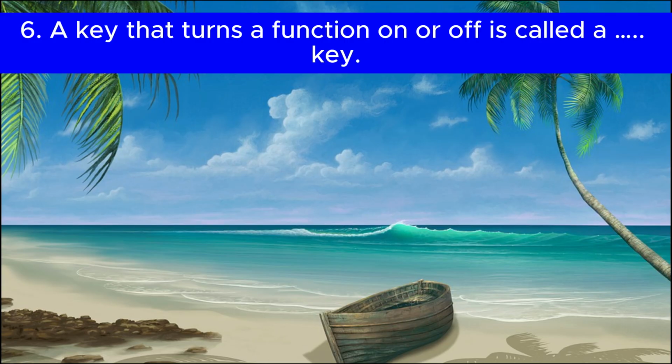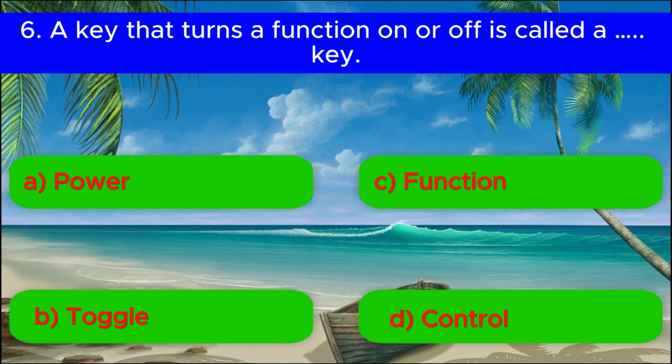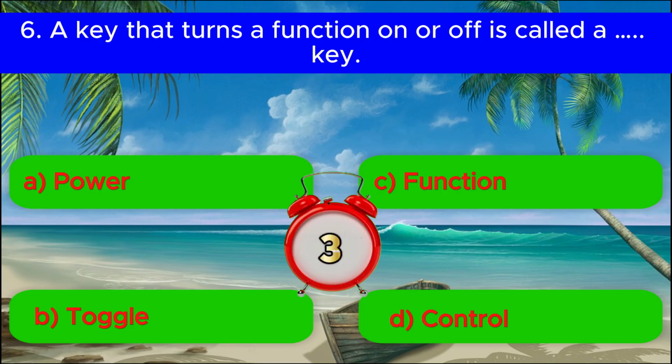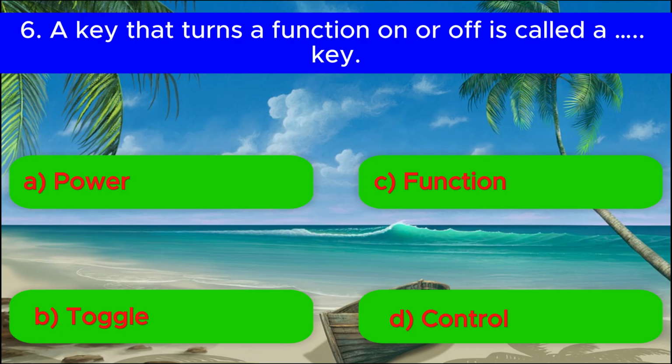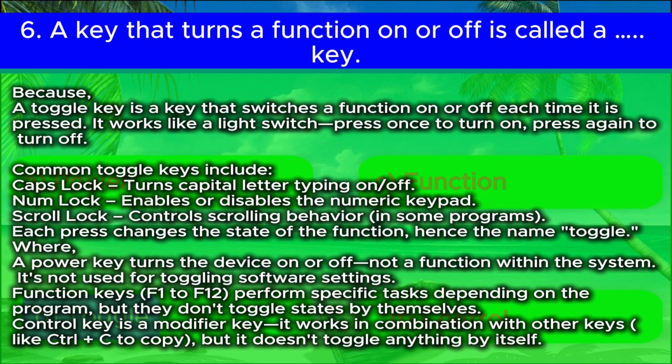6. A key that turns a function on or off is called a key. A. Power. B. Toggle. C. Function. D. Control. And the correct answer is B. Toggle. Because a toggle key is a key that switches a function on or off each time it is pressed.